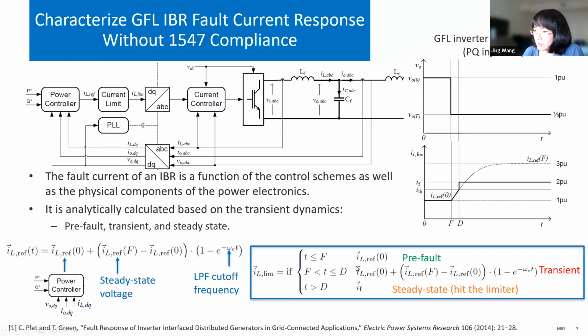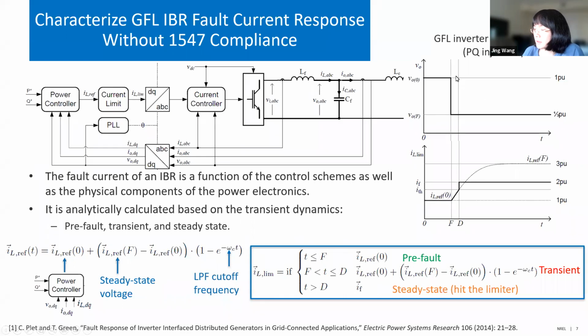For example, the pre-fault state is determined by the pre-fault power and current reference, and this here shows the transient, and also the steady state if it hits the limit. As you can see, for the transient, the low pass filter cutoff frequency affects the transient dynamics. Here we have one example.